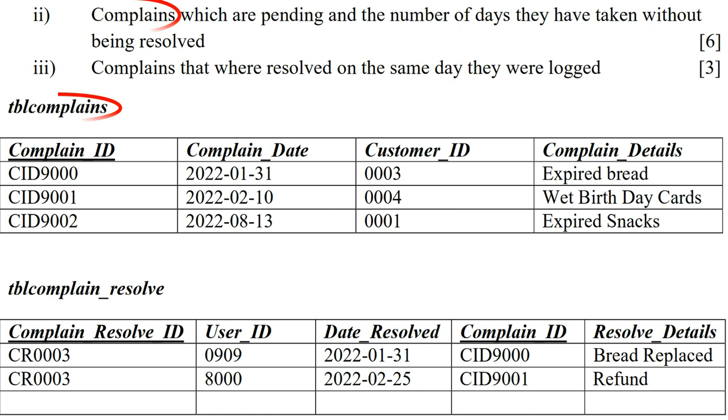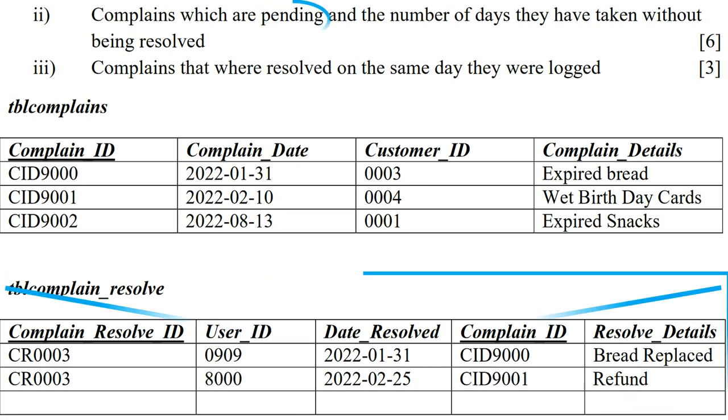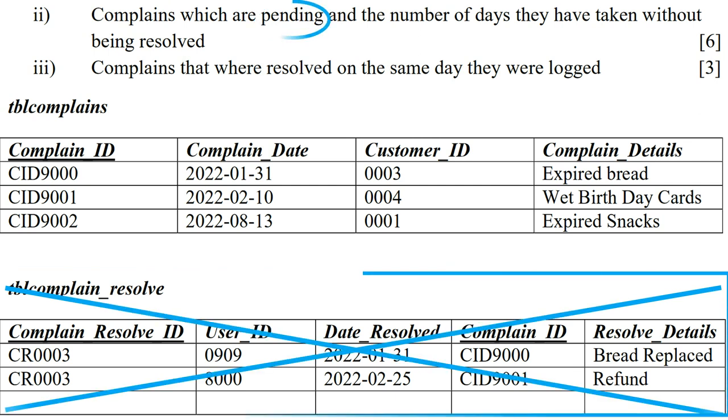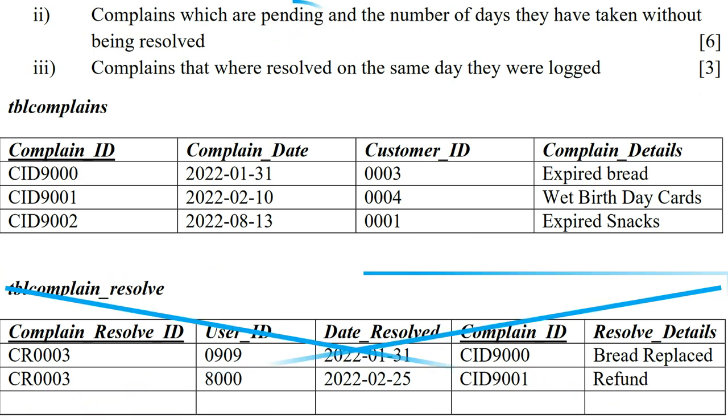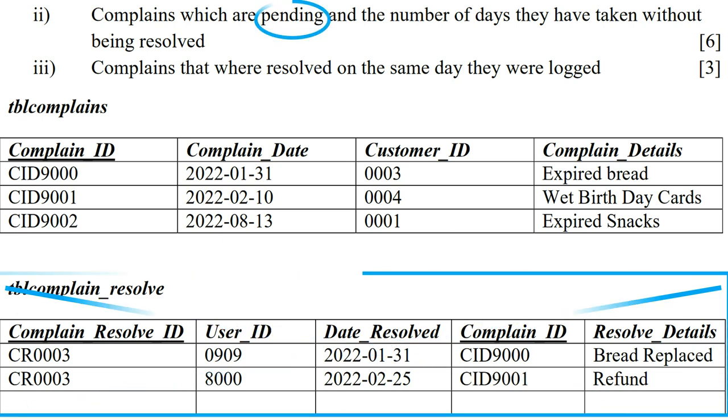All those complaints which are pending. Meaning to say every complaint that is pending doesn't exist within table complaint resolve. So that's why we have pending over there, and it mustn't exist within table complaint resolve. All complaints that are not in table complaint resolve but are in table complaints are the ones that we are supposed to display.